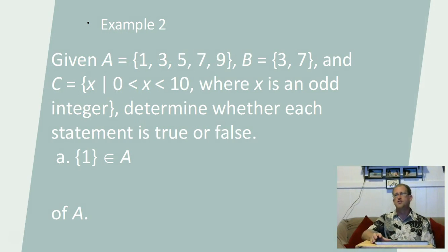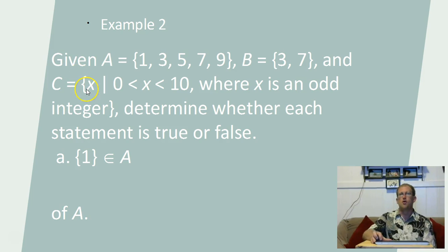All right, let's do an example here. So if set A is the numbers 1, 3, 5, 7, and 9, and set B is the numbers 3 and 7, and set C is x such that x is between 0 and 10, and it is an odd integer. Well, if you think about that rule for a minute, what are the odd integers between 0 and 10? They are 1, 3, 5, 7, and 9. So A and C have the same items in it. It's just written two different ways.